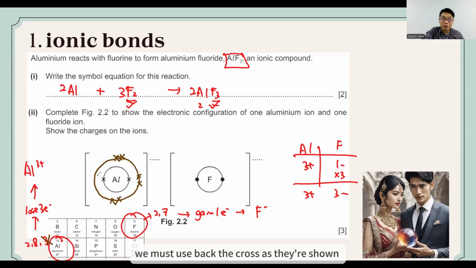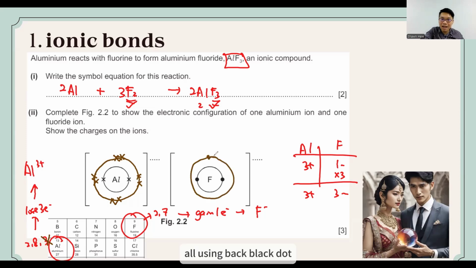We must use black crosses as they're shown. Fluorine is 2,7, except one more electron. So I draw the original 7 first, using black dots. It must be obvious enough. And then one electron needs to be gained from aluminium, one cross here. Aluminium loses 3 electrons to become 3+. Fluorine gains 1 electron to form a negative ion.